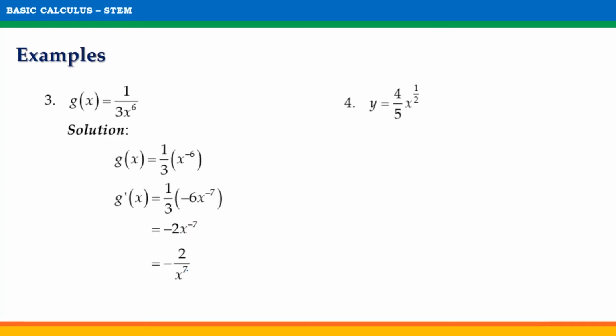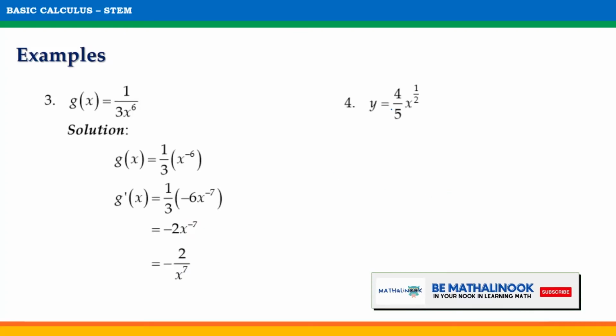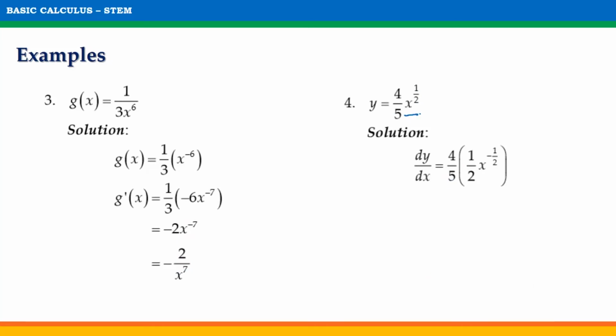Another example, 4/5 x raised to 1/2. So the derivative will be equal to 4/5 times the derivative of x raised to 1/2, which is equal to 1/2 x raised to negative 1/2. Multiplying 4/5 and 1/2, we will have 2/5 x raised to negative 1/2. To make negative 1/2 positive, we will have 2 over 5 square root of x.